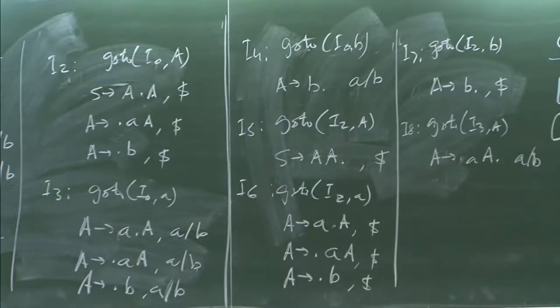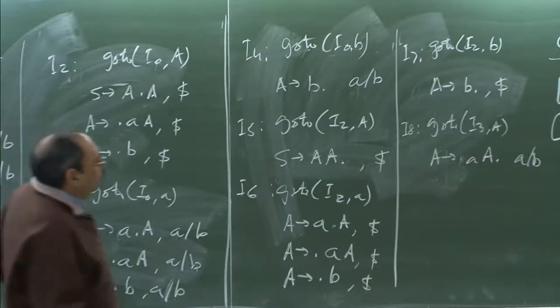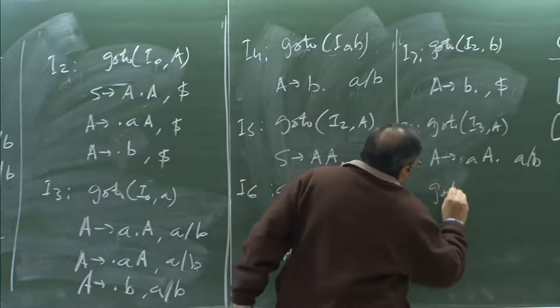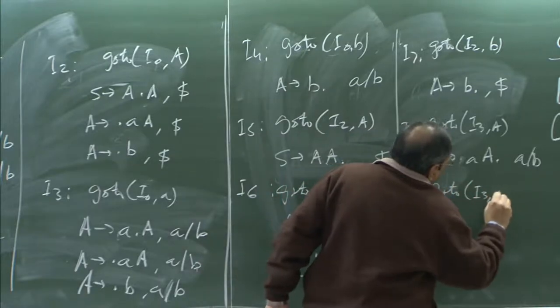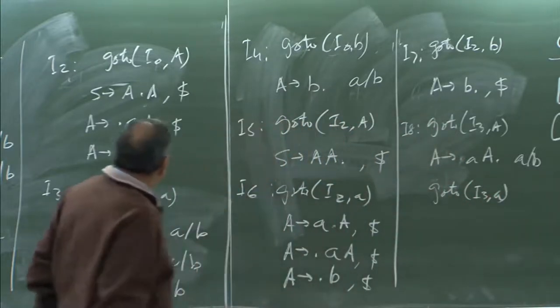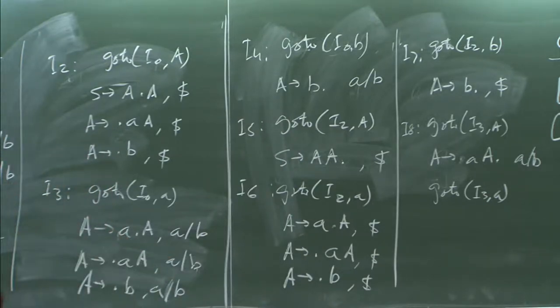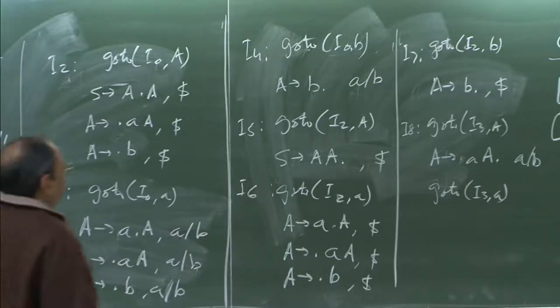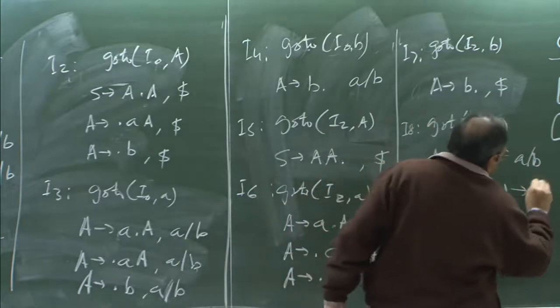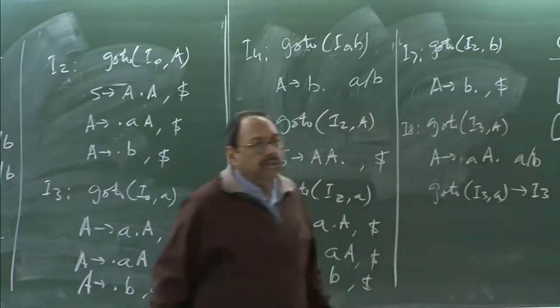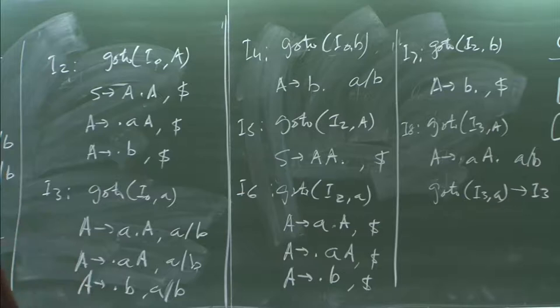And if I now look at this particular state, which says go to of I3 on A, what does that give me? Gives me A going to AA dot with the look ahead of AB, and that is I3 itself. I have already computed that. That's not a new state, so this is taking me back to it. If I now do a transition on B in this state.